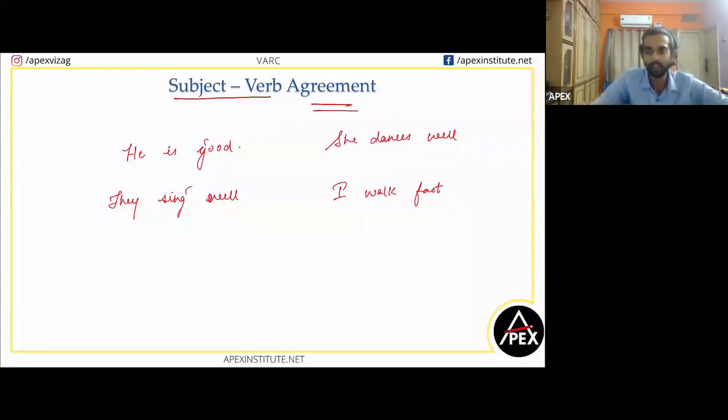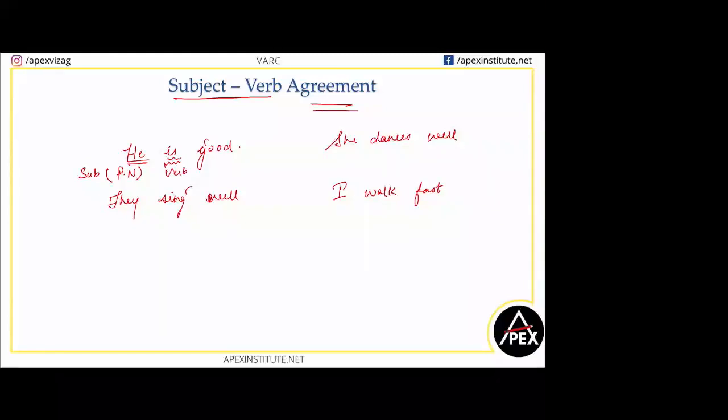So can we say these sentences are correct? Yes. Now look at it. Over here, this "he" is my noun. Actually, this is my pronoun. So basically, this is my subject, and this part is my verb.